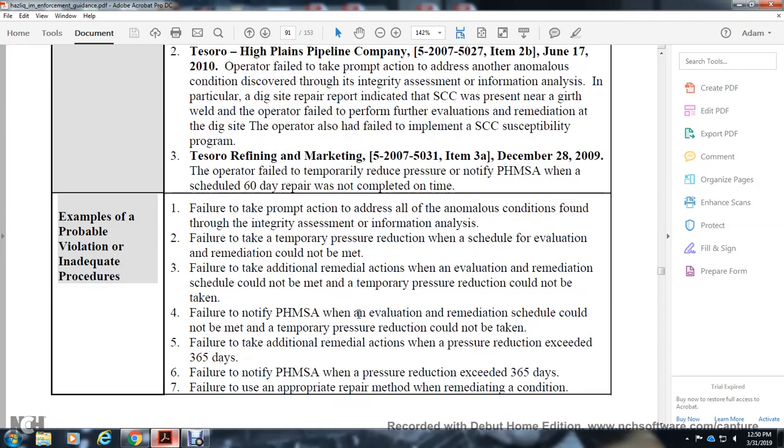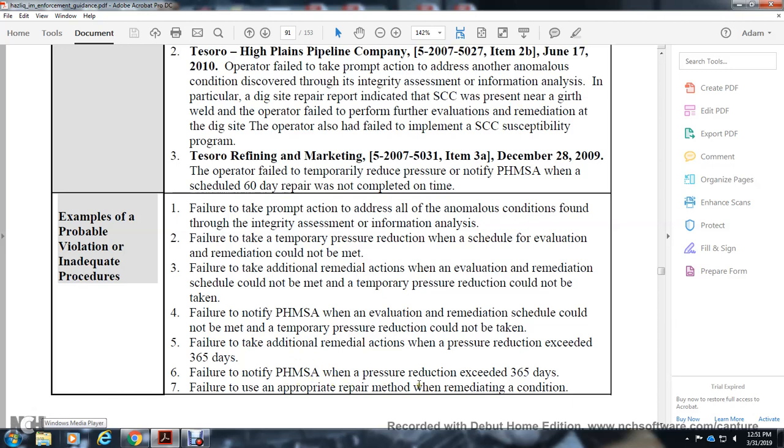I don't read those because of the companies. Example, the probable violations act with the pursuit: 1, failed to take the proper action on the anomaly found with the integrity assessment information analysis. 2, failure to demonstrate that a pressure reduction schedule evaluation remedial action cannot be taken. 3, the failure to take additional remediation evaluation remediation schedule cannot be taken with the temporary pressure reduction cannot be taken. 4, the failure to notify PHMSA when the evaluation remediation schedule cannot be met with the temporary pressure reduction could be taken. 5, the failure to take additional remedial actions over the pressure reduction exceeding 365 days. 6, the failure to notify PHMSA of the pressure reduction exceeding 365 days.